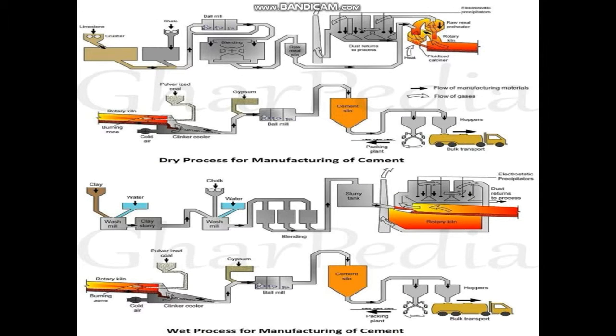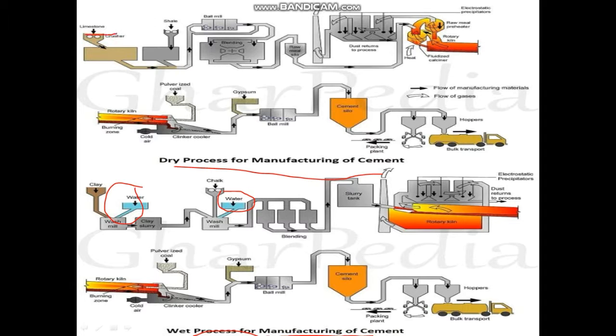So these two can explain the dry process of the manufacturing of cement and the wet process of the manufacturing of cement. The main difference between the dry process and wet process is water. Both are the same in process, but water is added extra in the wet process.